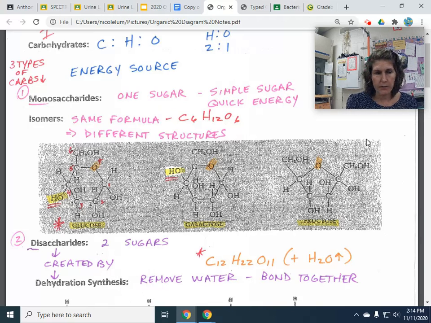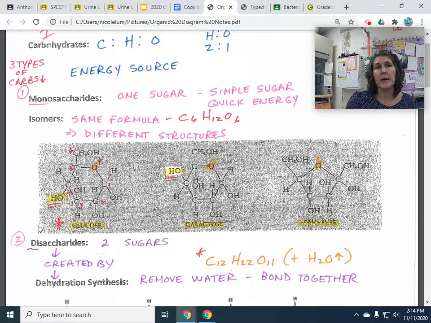They all have the same formula, C6H12O6, but if you look at them, they're all structurally a little bit different. Fructose, a 5-sided sugar. These are my 6-sided sugars. The only difference between glucose and galactose is the location of that hydroxyl group. Here it's facing up, here it's facing down. It actually makes it a slightly different sugar. But all 3 of those will have 6 carbons, 12 hydrogens, and 6 oxygens, which is why they are called isomers. Same formula, different structure.